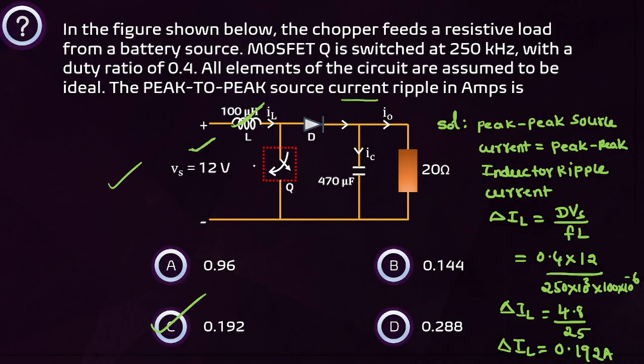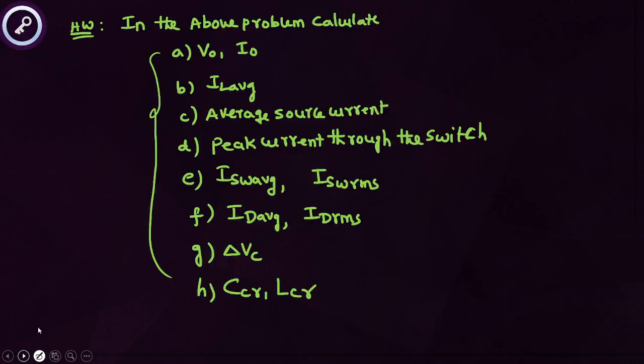Then this is a question based on which one? Boost regulator, because inductor is at source side, it is a boost regulator. You have to find the peak to peak inductor ripple current. What is the formula? dVs by fL. Direct formula based questions.